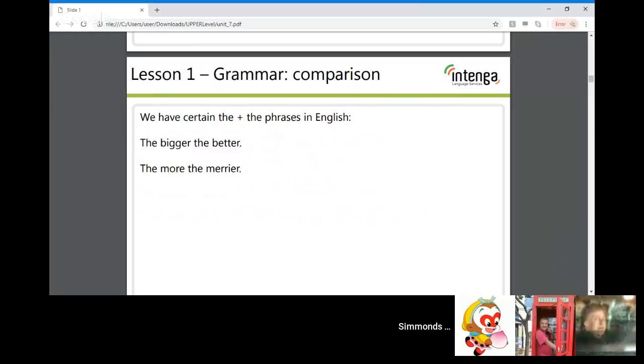Basically, the bigger something is, the better it is. Like a chocolate cake, for example. The bigger the chocolate cake, the better, because then we don't have to share a little piece. And the more, the merrier. Merry, M-E-R-R-Y. Does anyone know what that means? Not Merry Christmas. Okay, this is just an adjective.